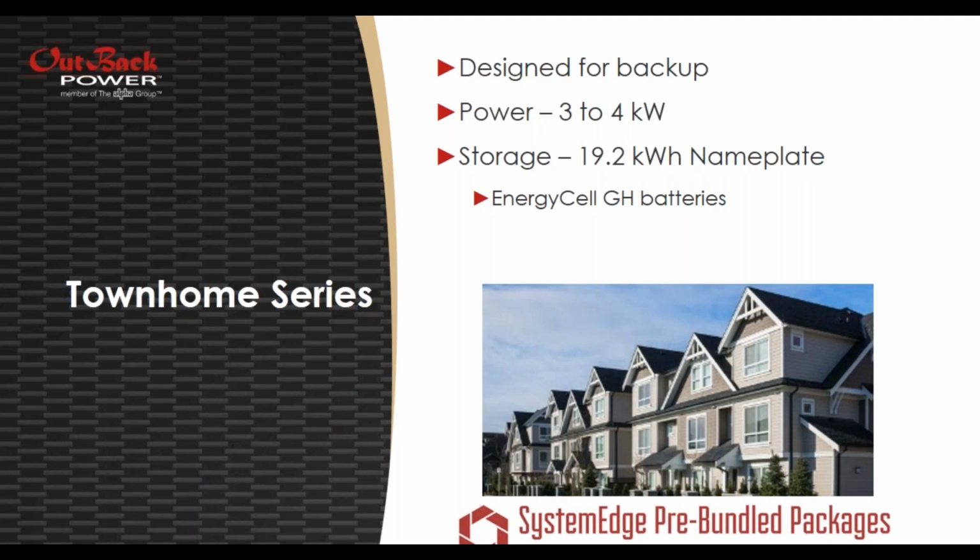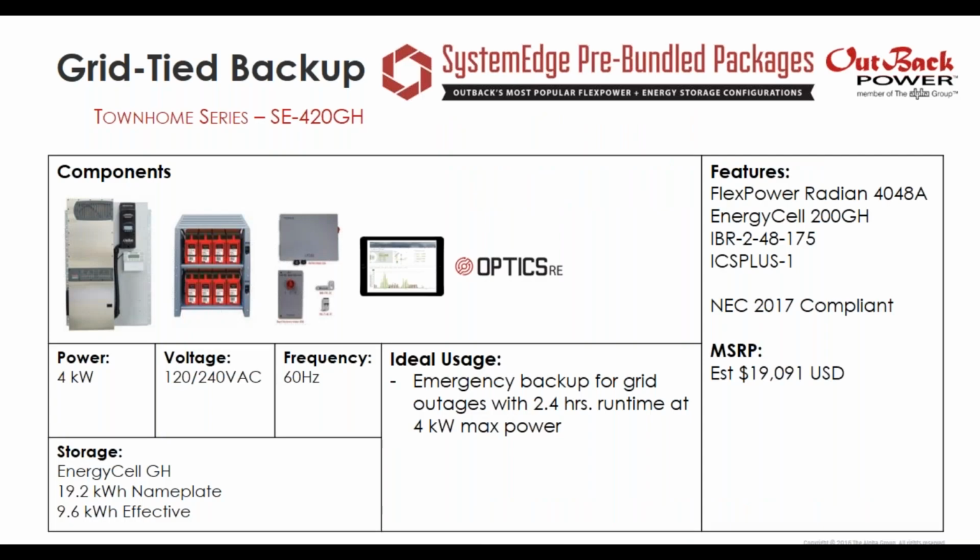So we can move on now to the backup packages. So Townhome series, this is kind of a modest, low-cost system here to handle a few vital loads. That's our SE420GH. So again, you've got your Radian 4 kilowatt version here. You can put about 4 kilowatts of PV on that, and when you're not in a backup scenario, it'll just net meter like any normal system would.